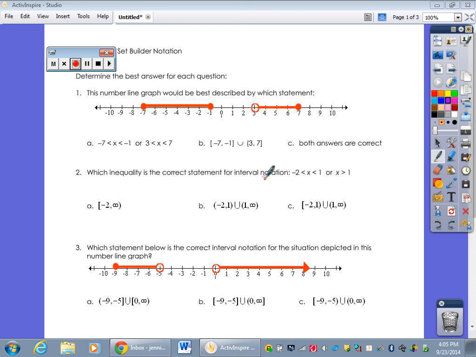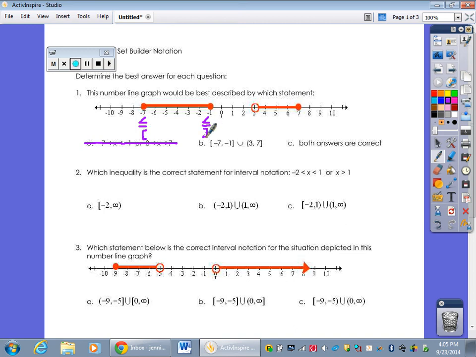Okay, so today we talked about interval and set builder notation. Number one says this number line graph would be best described by which statement. So the two closed circles mean that we need to have less than or equal to signs, and A does not have less than or equal to, so that has to be out. Less than or equal to also means brackets.